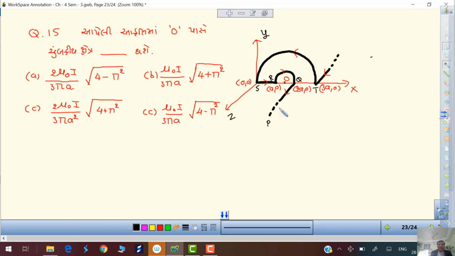We will call the magnetic field of this 1. This is 1. I give different color. This is 1. This is 2. This is 3. This is 4. And this is 5. Okay.